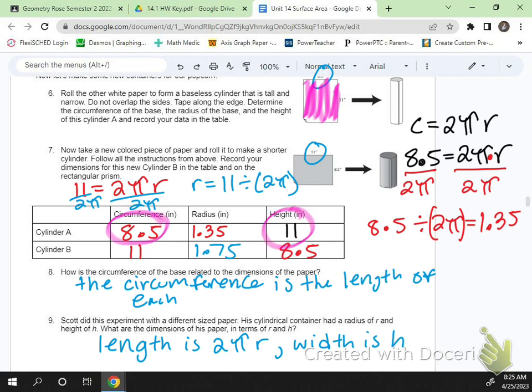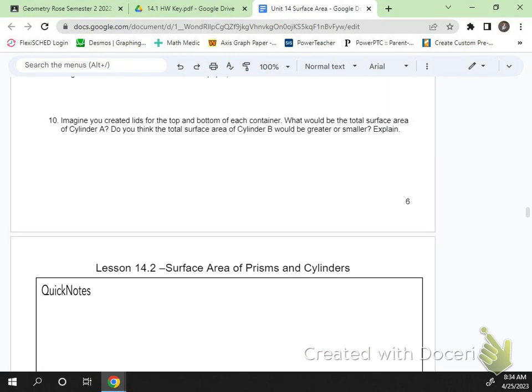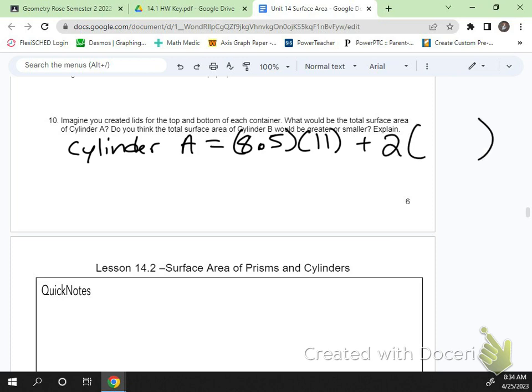It's a rectangle, right? How to find the area of a rectangle? Length times width. Okay, in this case, our length and our width are going to be the same. So we're just going to find the surface area of cylinder A. For cylinder A, we're going to do length times width of the rectangle. So 8.5 times 11. And then I'm going to add 2 what?